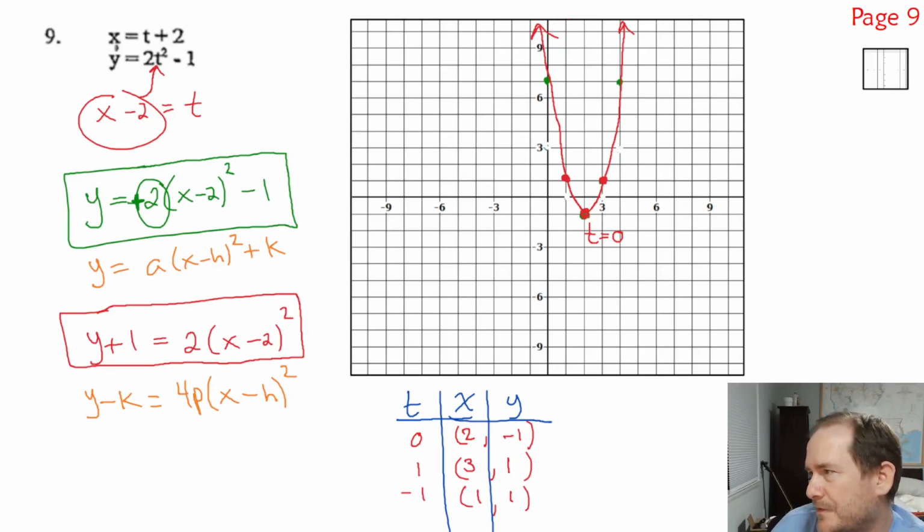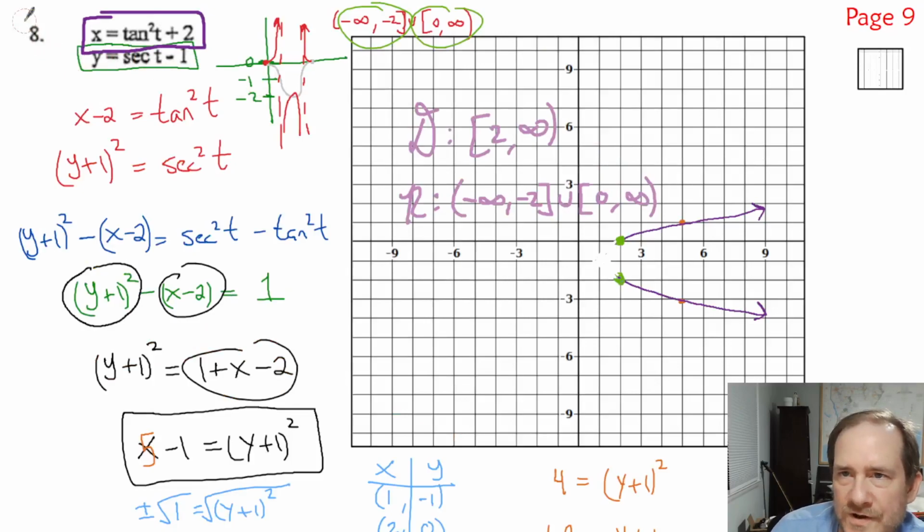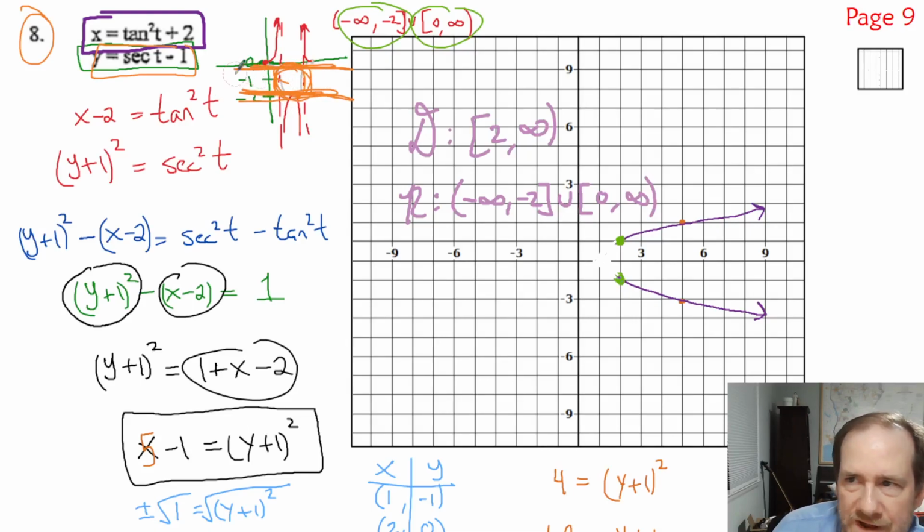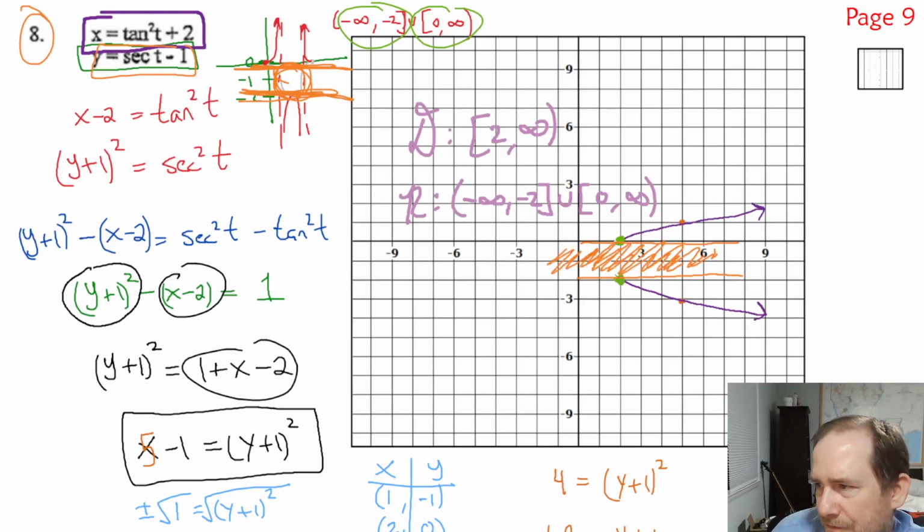Now, do I need to cut some chunks off of it? I don't think so. Remember, the reason why we had to cut chunks off of the parabola in number 8 was because we were defined parametrically by a secant function, and that secant function had this big chunk of missing y values. Everything between negative 2 and 0 was this dead zone of values that we don't get, which meant that my graph should have that same dead zone between negative 2 and 0. If any part of my graph tried to live there, you got to get rid of it, right?